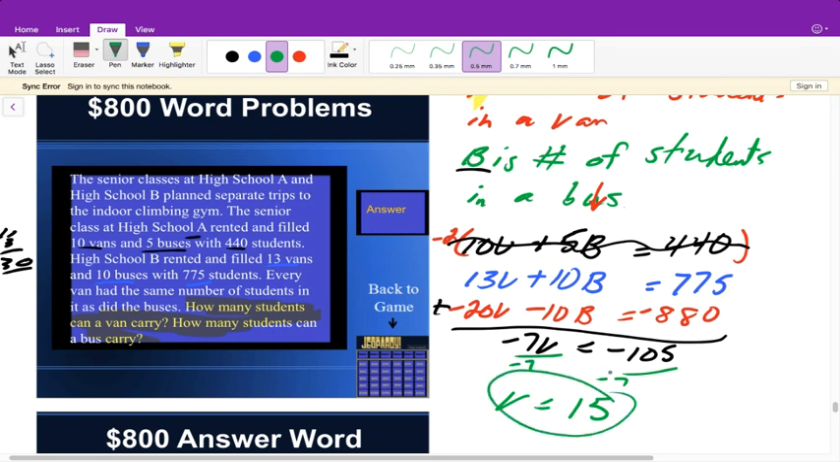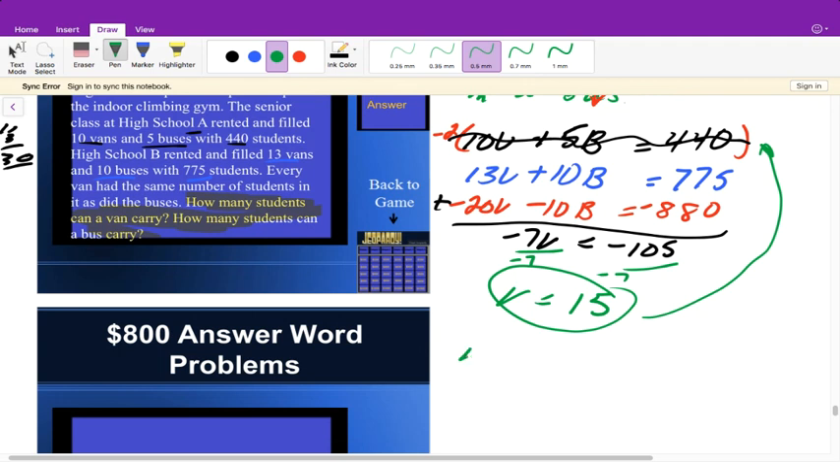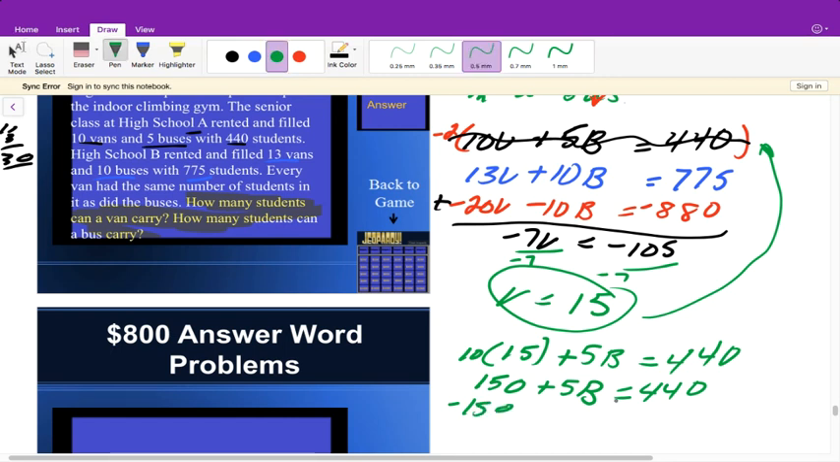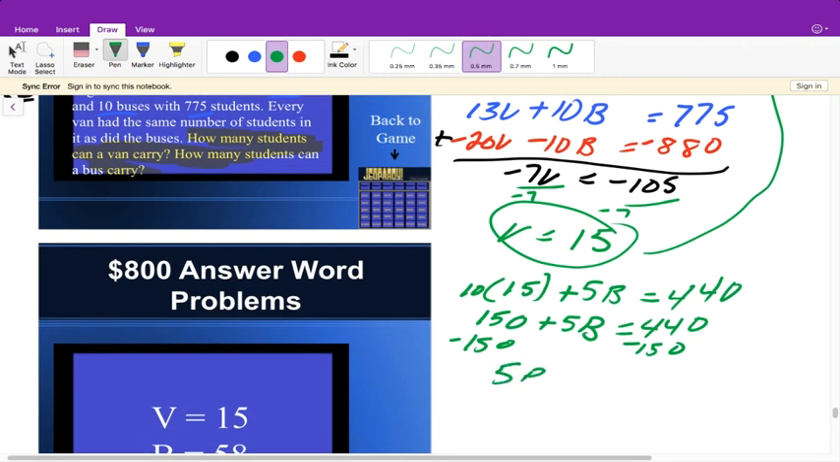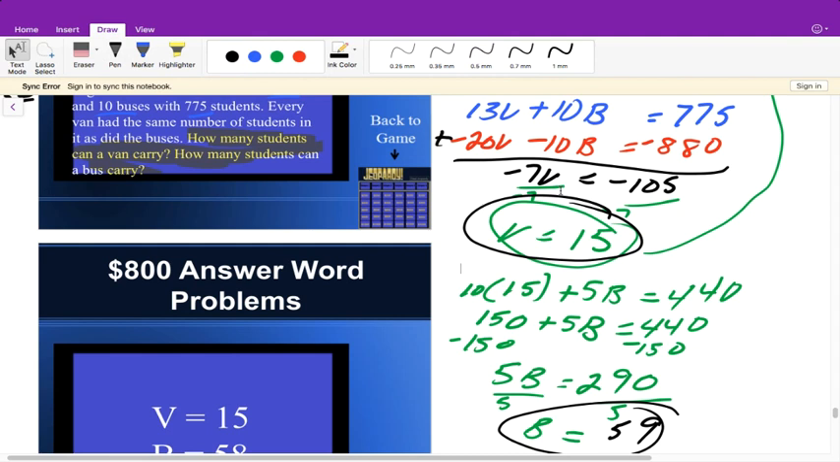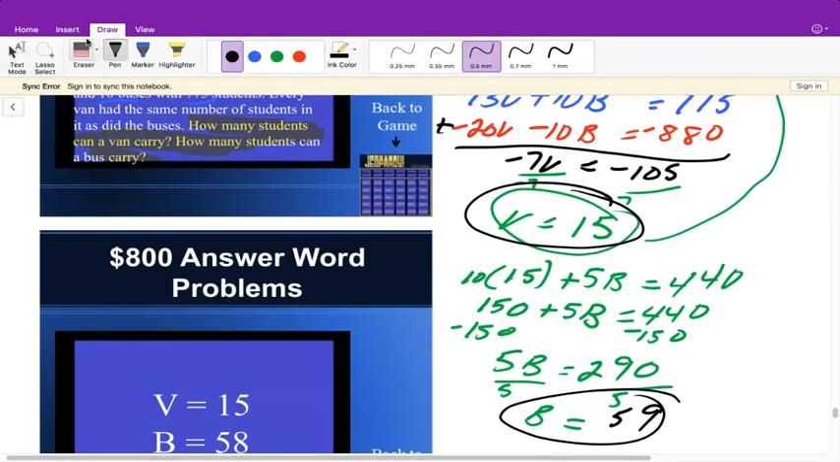So now I know what V is equal to. I'm going to plug it back into this original one up here. So I get 10 times V, or 10 times 15, plus 5B is equal to 440. Well, now I know 150 plus 5B is equal to 440. I will subtract the 150 from both sides. So then I get 5B is equal to 290. Divide by 5, and B is equal to 58. So V is 15 and B is 58.